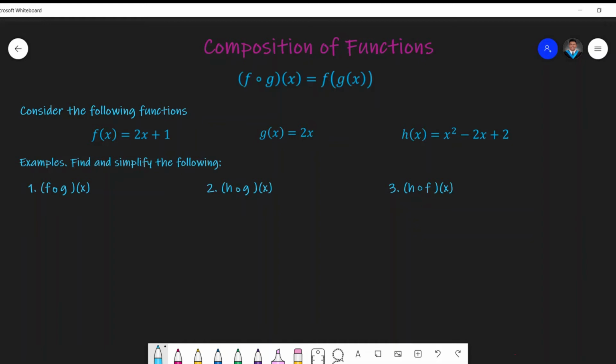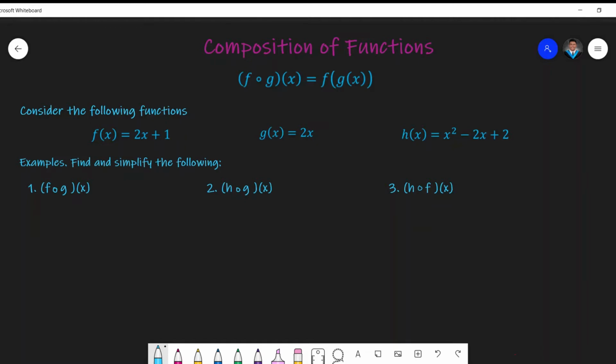For today's lesson, we are going to discuss kung paano mag-solve ng composition of functions. Now, ang composition of function is one of the operations on function. It is denoted by this symbol right here, the open circle na symbol. And this can be read as f composed of g of x, which means f of g of x. Now, the question is, paano tayo mag-solve ng composition of functions?